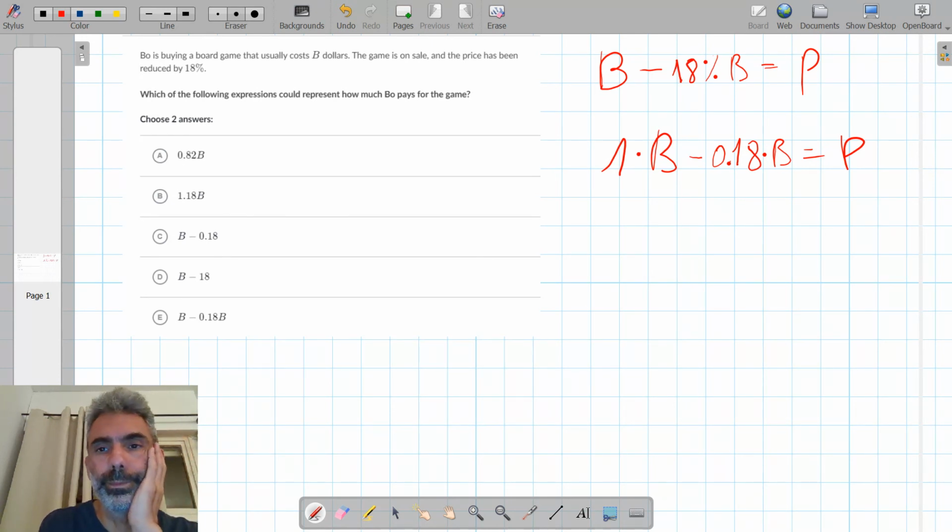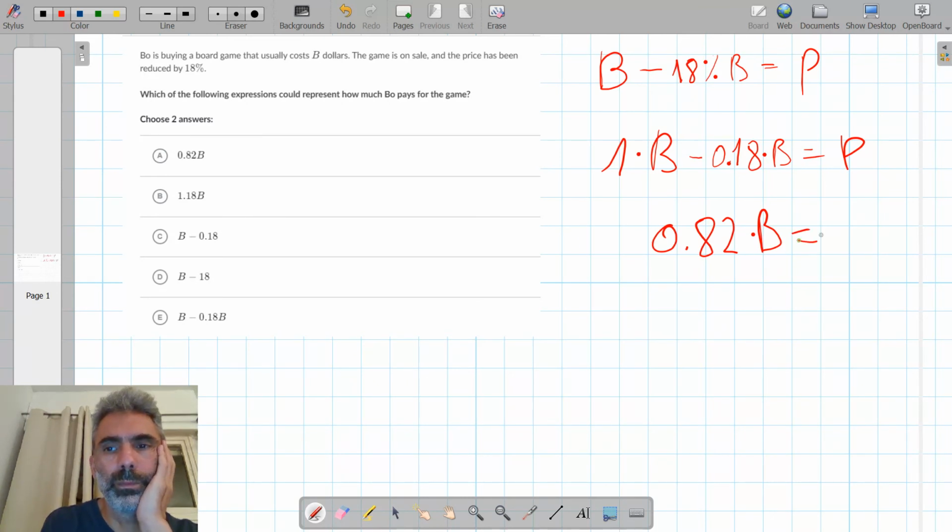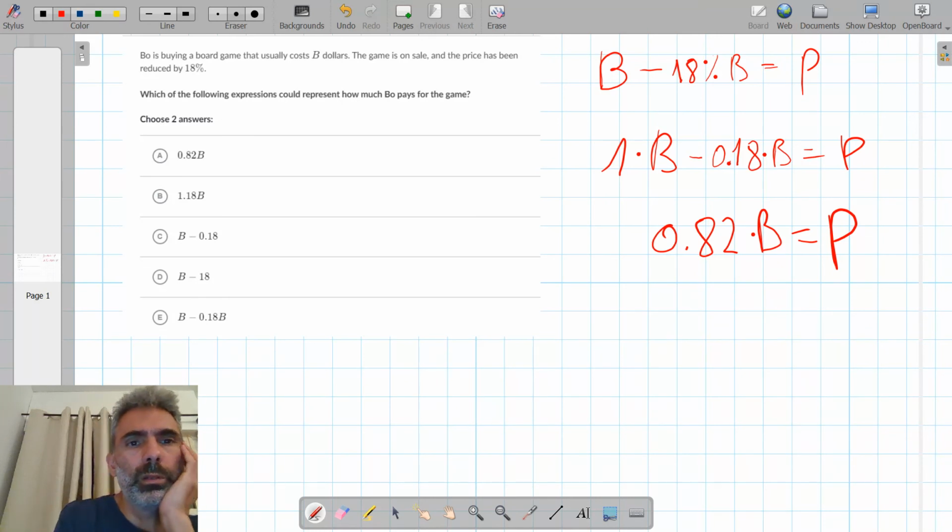Right, yeah. So 0.82 times B, which is the original price. Okay. So A is correct, 0.82. Which of the following expression could represent how much Bo pays for the game? So the game after the discount is 82% of the original price. Because 82% represents how much Bo pays for the game after the discount. Okay, so A is good.